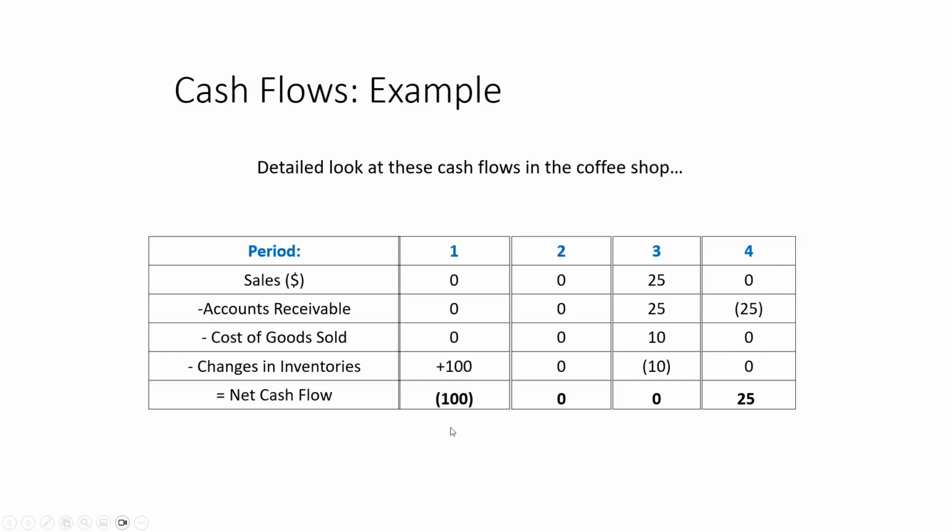So net over these 4 periods, our cash change was minus 100 plus 25 or minus 75. If we put together the investing and financing activities, then that would be another minus 500 plus 700, so plus 200. So plus 200 minus 75 is plus 125, our cash situation.